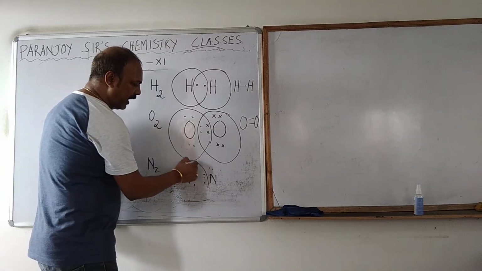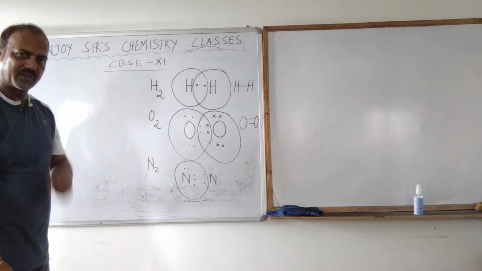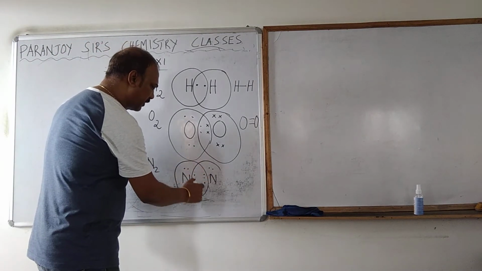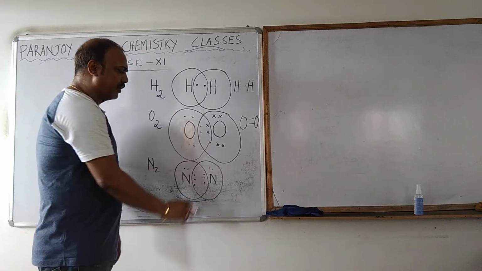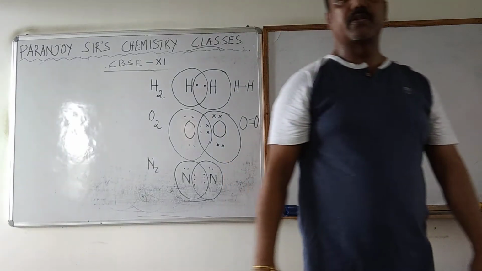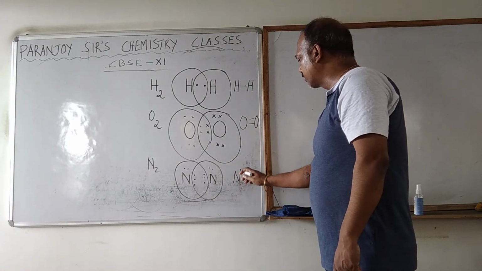It wants to become 8, so I am taking 3 from here and giving it. Okay, it's shared. It also wants to become 8. I am taking 3 from here and giving it. So how many pairs are shared between the 2 nitrogen atoms? It's 3 pairs which are shared. If 3 pairs are shared, that is a triple covalent bond.